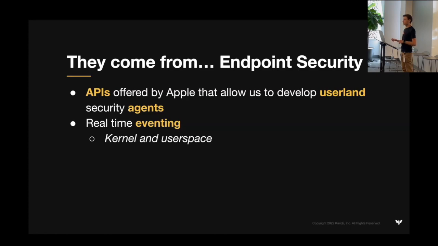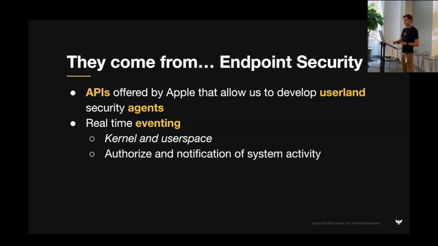And this comes from kernel and user space, like we talked about. At this level, you can authorize and just get a notification of system activity. So if you don't want to authorize and you just want to observe, that's totally a thing you can do. It's also incredibly performant. And this is something I want to call out because in the Windows space, ETW is not a performant system to collect telemetry.